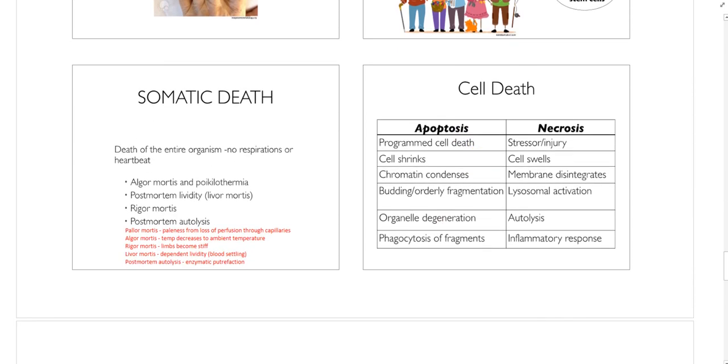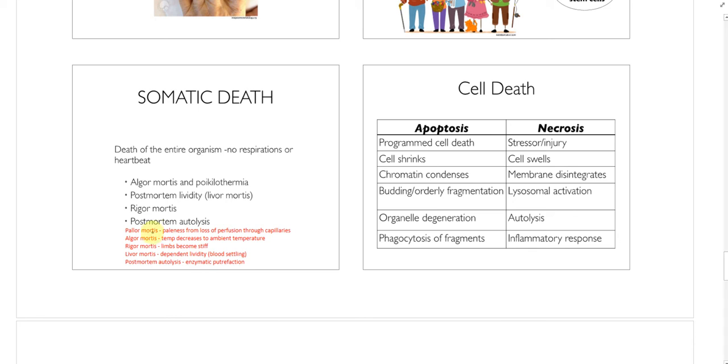So when we have somatic death, just actual full body death, it's the death of the entire organism. There are no respirations, no heartbeat. There are a number of things that will present themselves, and you can kind of judge how far gone a body has been, how old it is, based on the presentation of some of these factors. And a few of these kind of happen at once.